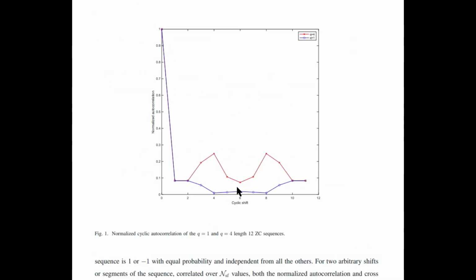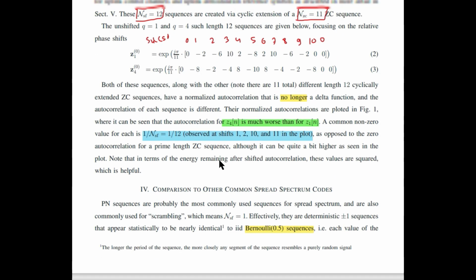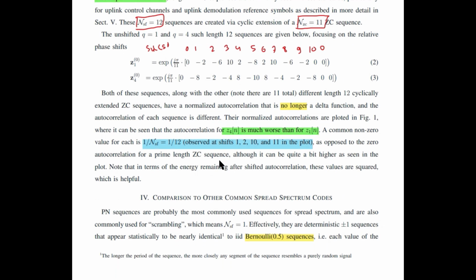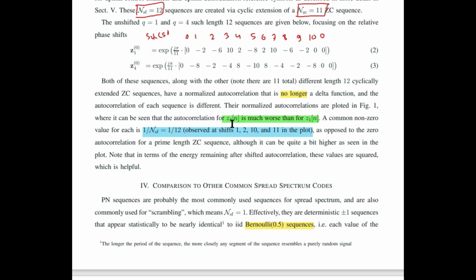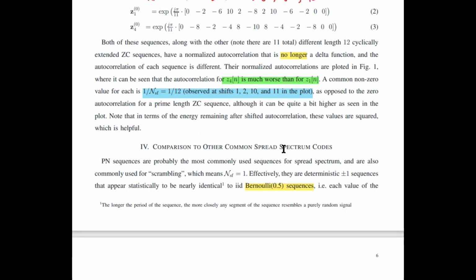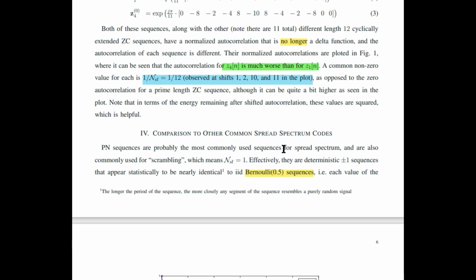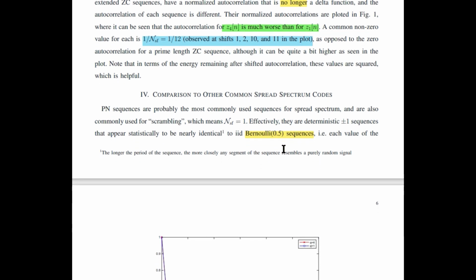Here q is equal to 4 is the red graph, and q is equal to 1 is the blue. You see that q is equal to 1 is much better, because the normalized correlation value will be less compared to q is equal to 4. A common nonzero value will be 1 by N_SF, 1 by 12, observed at the shifts 1 to 10 and 11 in the plot, as opposed to the zero autocorrelation of a prime length ZC, although it can be quite a bit higher as seen in the plot. Note that in terms of energy remaining after shifted autocorrelation, these values are squared, which is helpful, right?